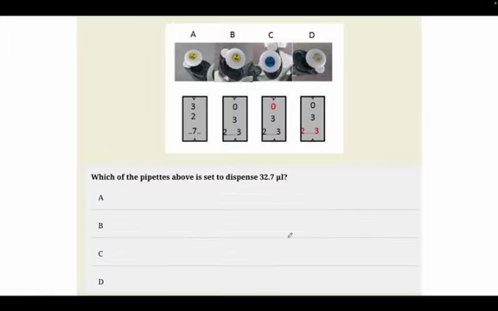Very basic laboratory question. Which of these pipettes is set to dispense 32.7 microliters? Yeah, so first let us look at the pipettes themselves.